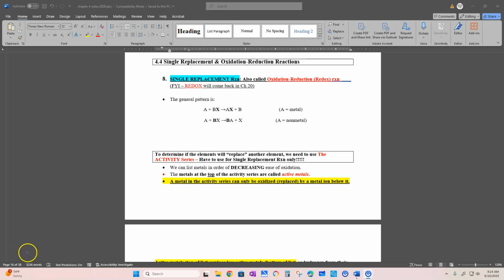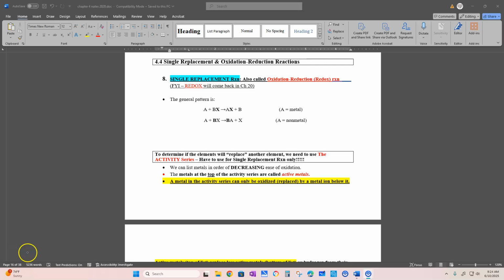Welcome back, AP. We have 4.4. We're going to learn the last two reactions in this section. Single replacement reaction is also known as oxidation reduction. Before I get to oxidation reduction, because that is number 9, let's first learn what single replacement is.